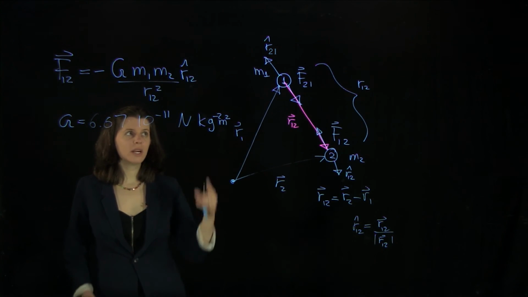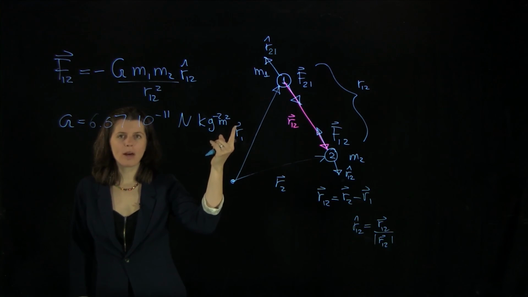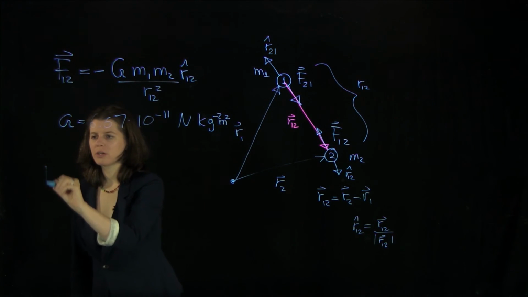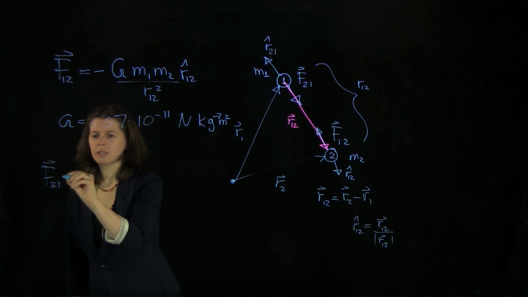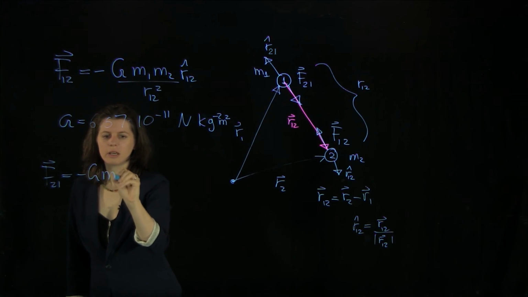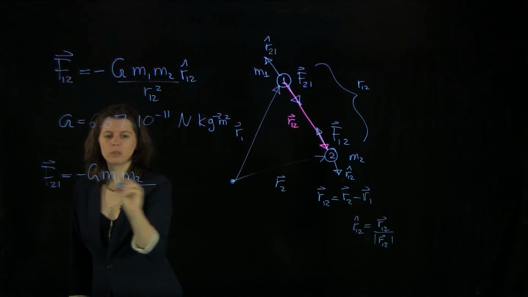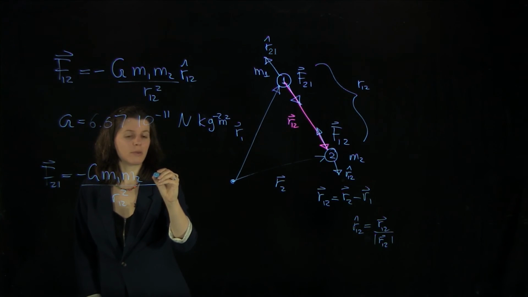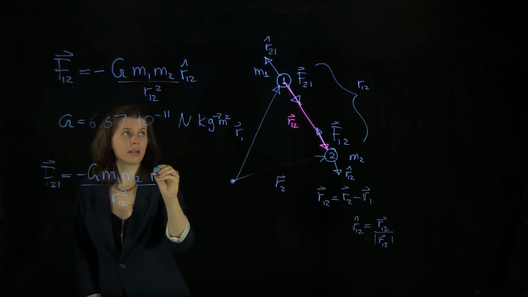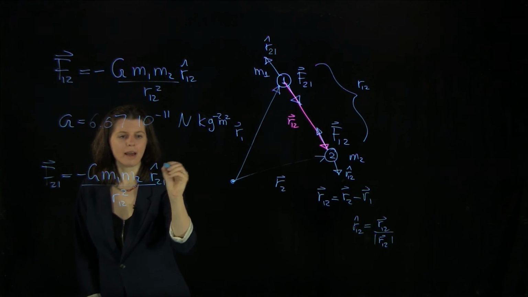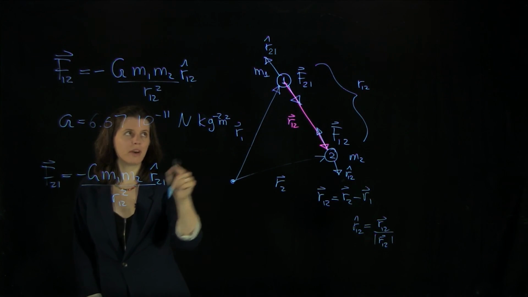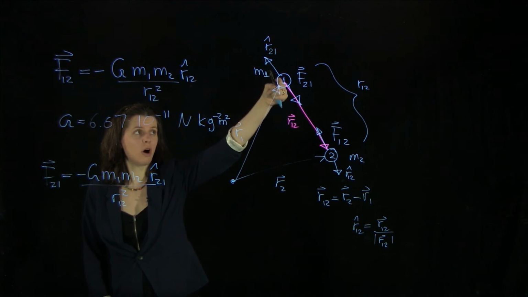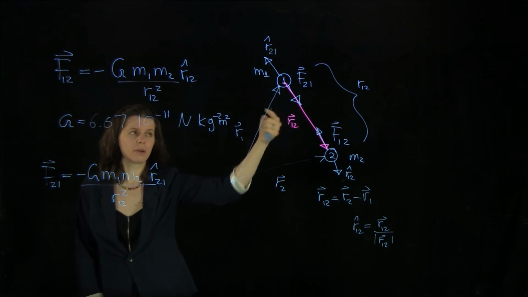So let's quickly consider the force on object 1 to see what's happening over there. So we have F21 equals minus G M1 M2 over R12 squared. And in terms of the unit vector, we now have R21 hat here. So again, this minus goes with this unit vector, and that one is pointing here in the opposite direction to our force.